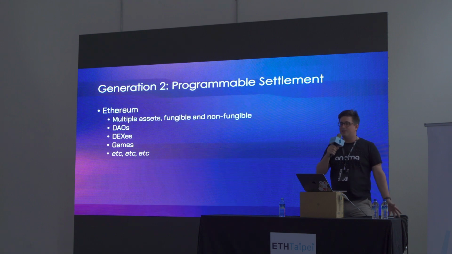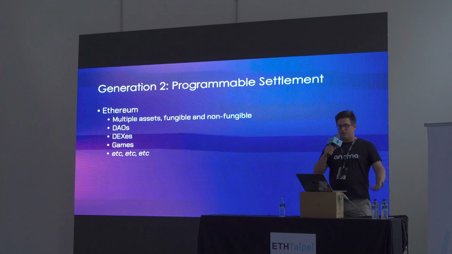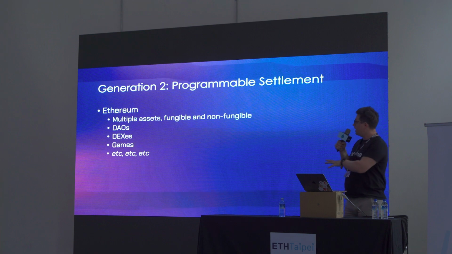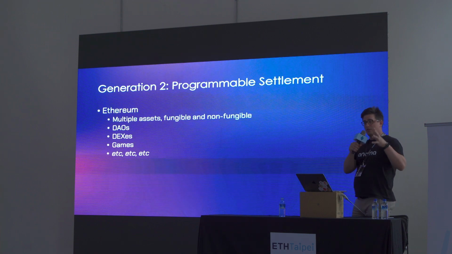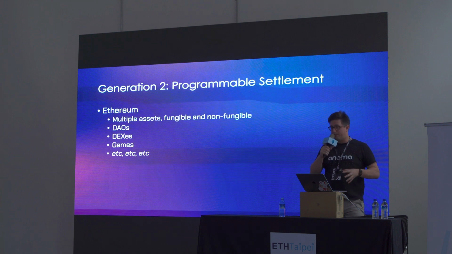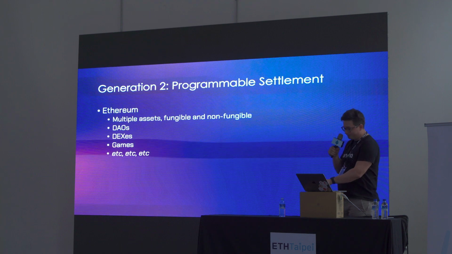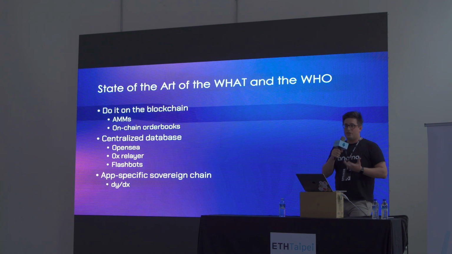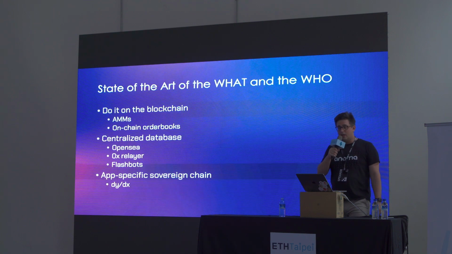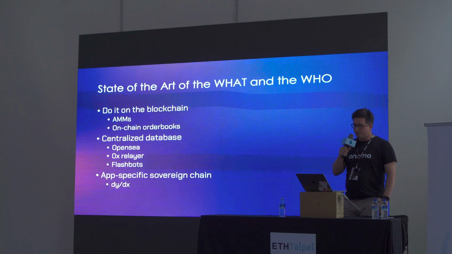We have multiple assets, fungible, non-fungible. We have DAOs, DEXs, games, lots and lots of different things. And for all of these applications, settlement happens on Ethereum. But all of these applications also need counterparty discovery. So how do they do counterparty discovery now? There are several general ways to do counterparty discovery today. We can do it on the blockchain, and this is what algorithmic market makers and on-chain order books do.